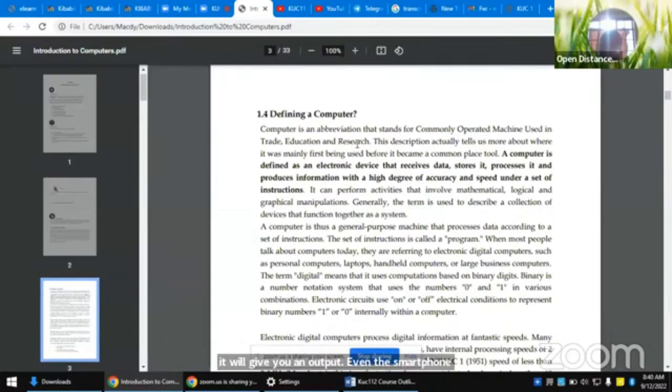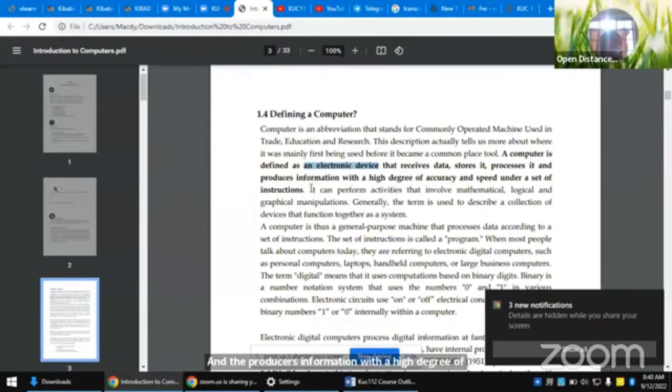So a computer is defined as an electronic device. That's very key. Just note the words: it's an electronic device. That's the first thing you have to note and underline. Being an electronic device, it receives data. So every computer receives data through input, stores it, processes it, and produces information with a high degree of accuracy and speed, under a set of instructions.